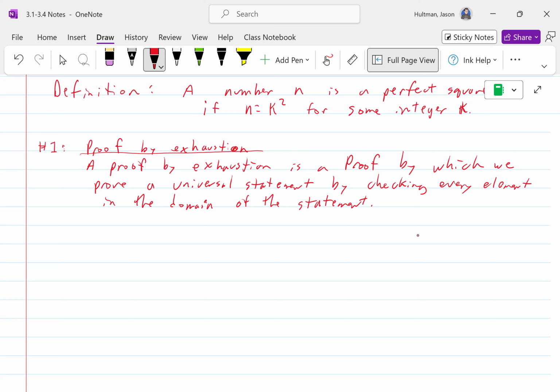Okay, let's do the following here. Example 2. Okay, prove the following theorem.